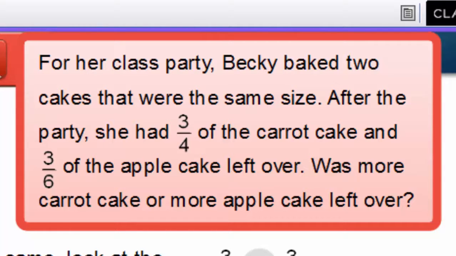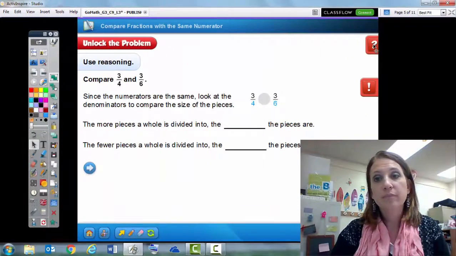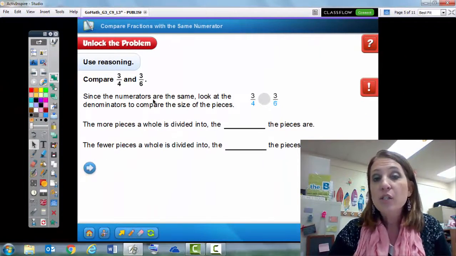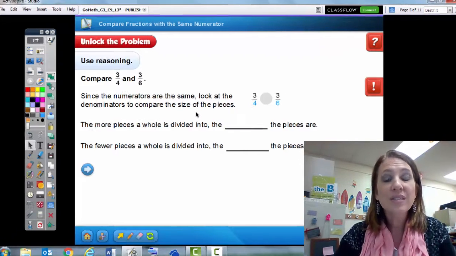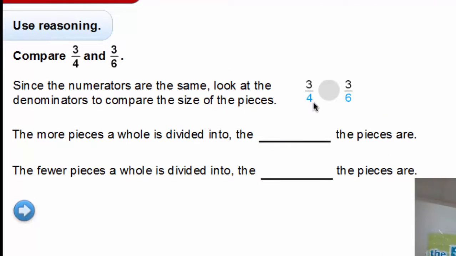So my important information is she had 3/4 of the carrot cake left over, and she had 3/6 of the apple cake left over. Since the numerators are the same, look at the denominators to compare the size of the pieces. So we have 4ths and 6ths. The more pieces that a whole is divided into, so 6 is more pieces, the what the pieces are?